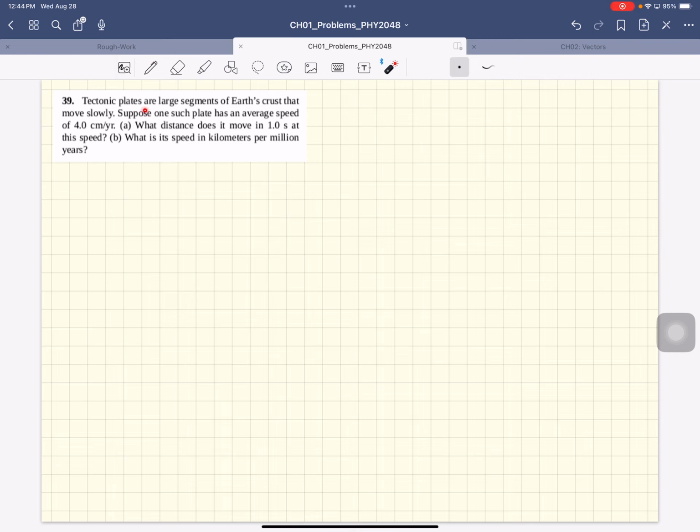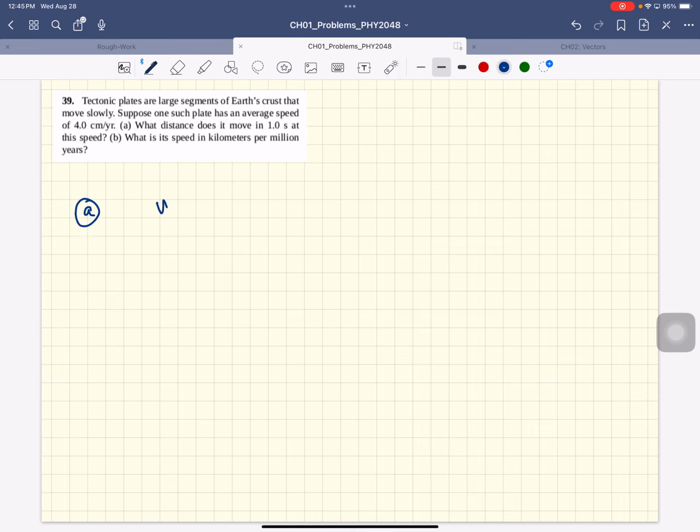All right, so tectonic plates are large segments of Earth's crust that move slowly. Suppose one such plate has an average speed of 4 centimeters per year. So see there, about 2 inches a year. What distance does it move in 1 second? All right, I will calculate both things, okay, to illustrate a point.